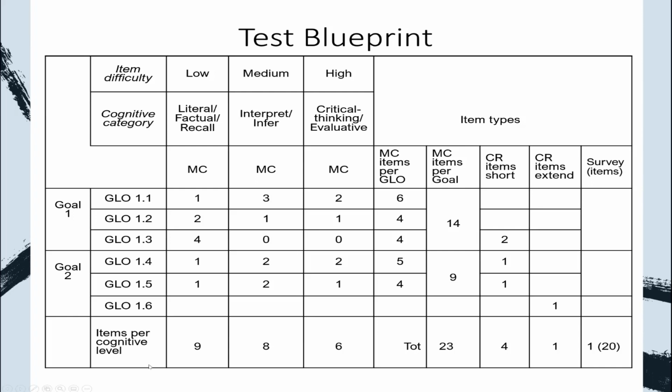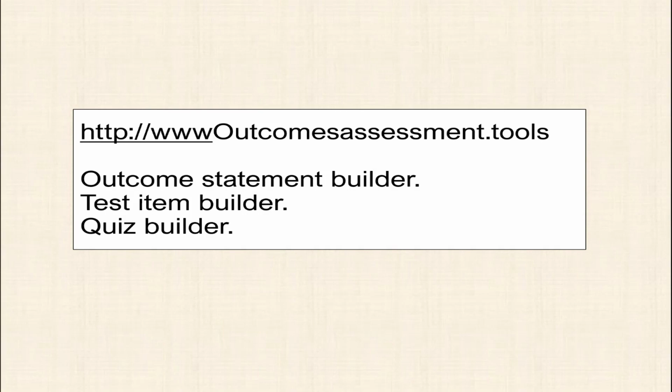And so these are the items per cognitive level then. So you'd know on your test you'd have 9 low cognitive items, 8 mediums, and 6 highs. And basically you have this blueprint and then you fill it in. So you do the outcomes, items, and at the same time, hopefully, you can be filling this in. But you do need these reference points. And that's all we'll say about that procedure.